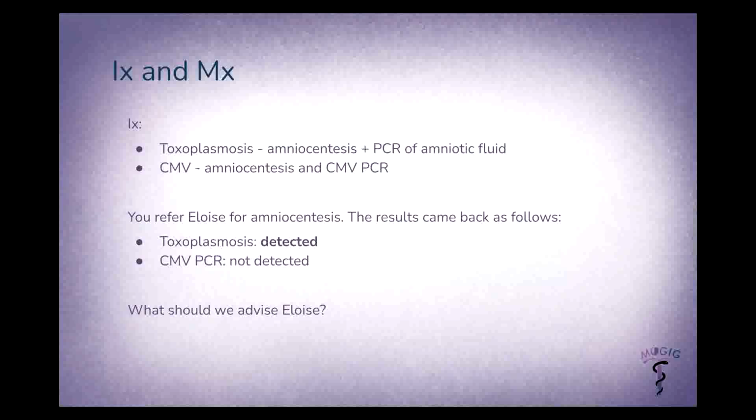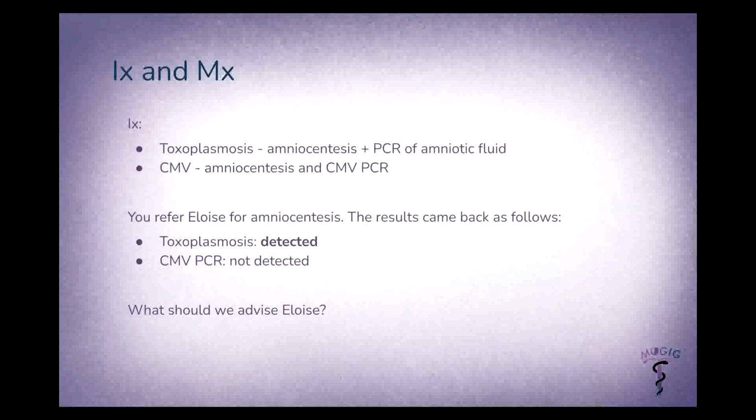So you tell Eloise there's a couple of tests you want to run to confirm whether either of these conditions could be contributing to the effects on the fetus. You tell her that for both of these, you're going to do an amniocentesis, so pass a needle into her belly and sample a little bit of fluid, and then also undertake a PCR of that fluid to see if toxoplasmosis or CMV are present.